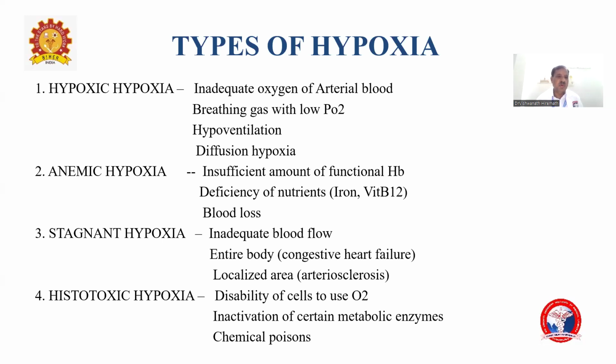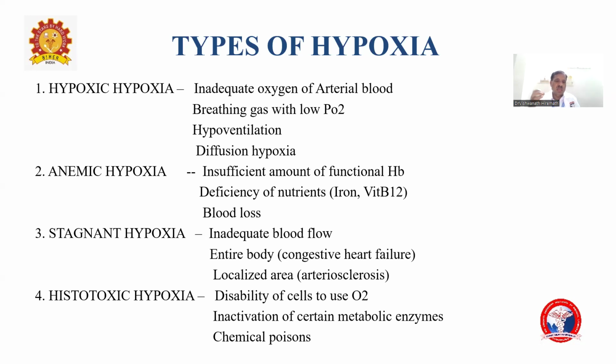What are the different types of hypoxias? There are 4 types: hypoxic hypoxia, anemic hypoxia, stagnant hypoxia, and histotoxic hypoxia. Hypoxic hypoxia is inadequate oxygen of the arterial blood due to breathing gas with low oxygen at high altitudes. It can be due to hypoventilation and diffusion hypoxia.